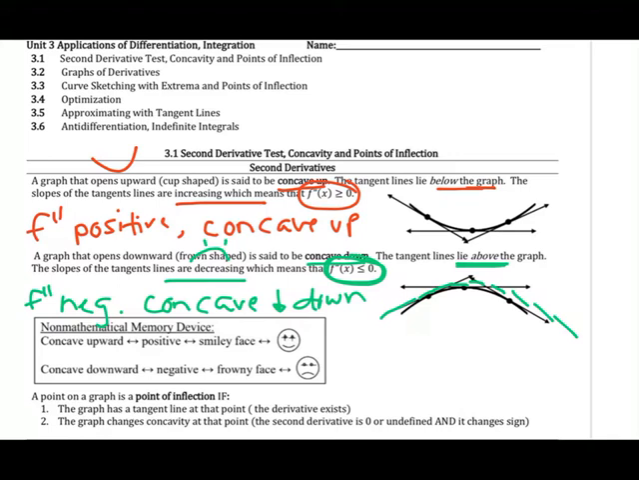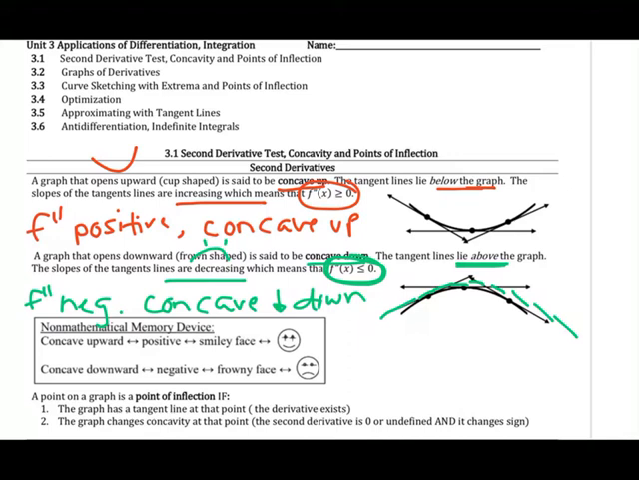This is a non-mathematical memory tip, but happy faces are positive. Positive makes a smiley face, concave up. Sad faces are negative. They make a frowny face. Obviously, there's not a whole lot of math there, but I thought it was a fun visual to help you remember concave up and concave down. But again, the biggest takeaway from second derivatives is that the second derivative tells us the concavity of the original function based on the sign of the second derivative.